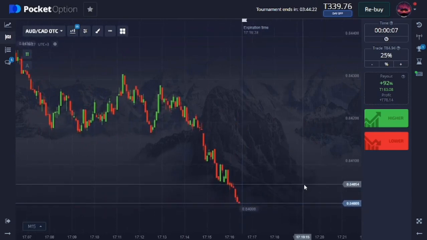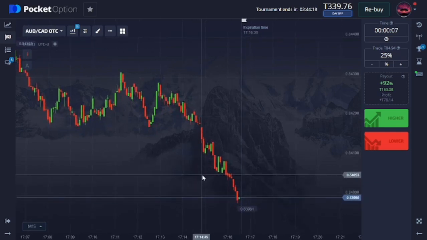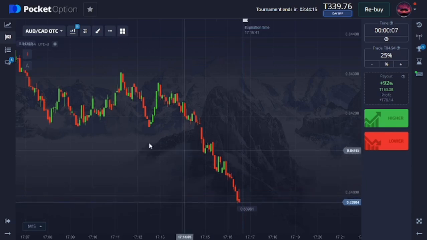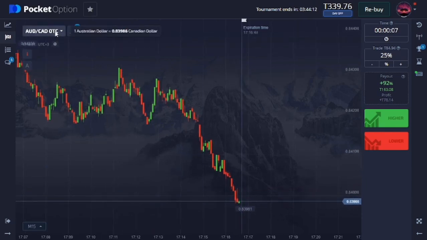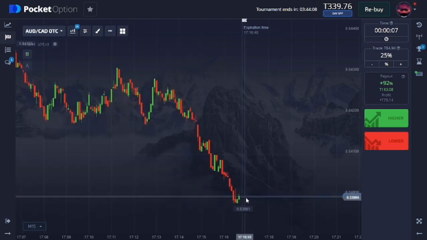I think this thing is just melting and melting and melting, and there is no end. I'm starting to lose hope and change the currency. If it continues like this, then there is no hope. Okay.